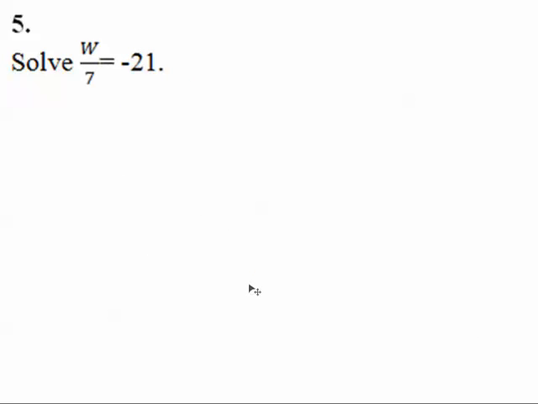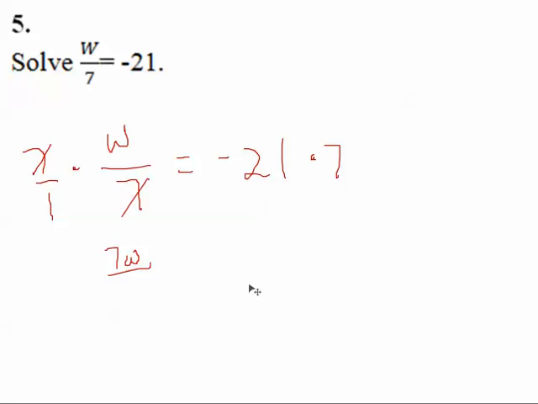Here we go with where we need to look at something being divided by 7. So if I'm dividing w by 7, I'm going to need to multiply both sides by 7, and I can think of that as 7 over 1. On this side, it's 7 and 7 reducing, or you can think of it as 7w over 7, and those 7s go away. Negative 21 times 7, that's going to send me to my calculator. 21 times 7, 147. And since this is negative, my answer is going to be negative 147. So w equals negative 147.